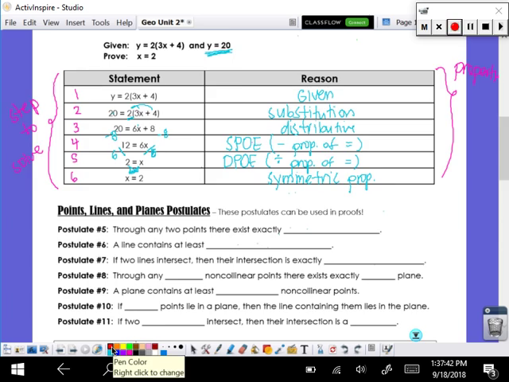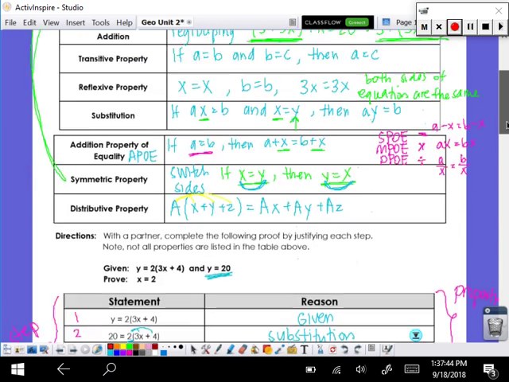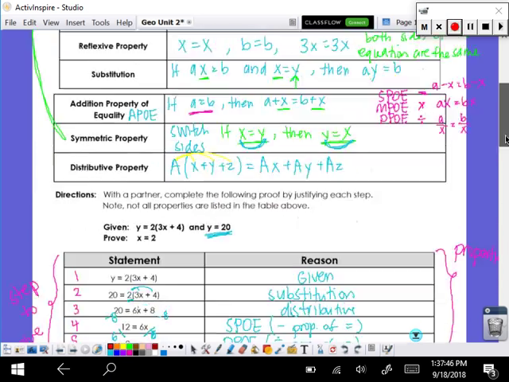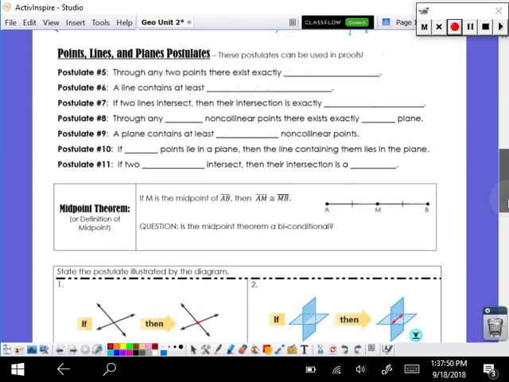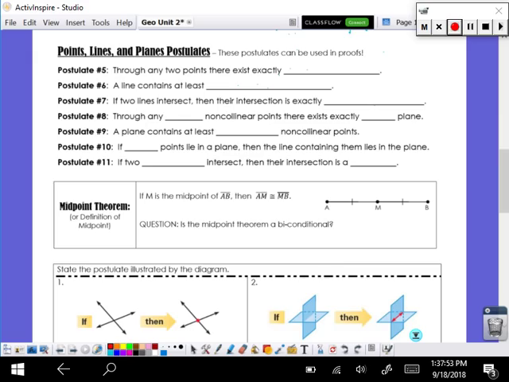Okay, so that should have been a review. If you need to rewatch something like that, go for it. You can find other proofs online. But we're going to move on and look at proofs for geometry.